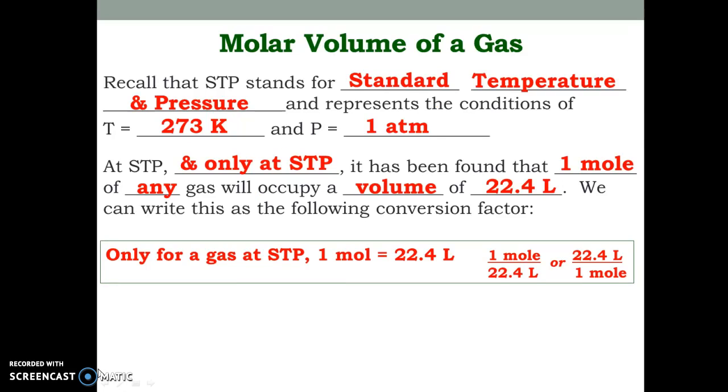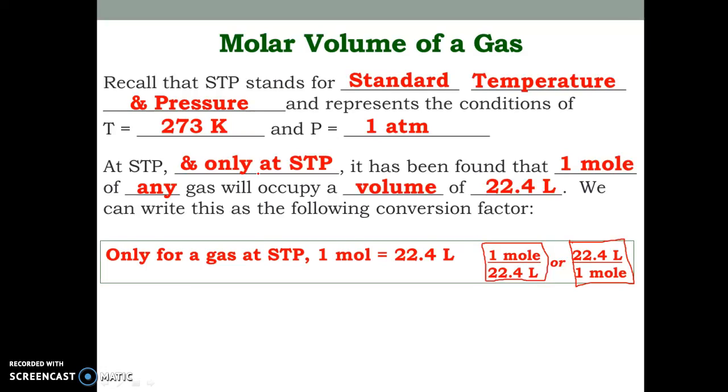If I'm going from liters to moles, liters goes on bottom, moles on top. Or if I'm going from moles to liters, moles goes on bottom, liters on top. So I can use these conversion factors to get from liters to moles or moles to liters. Take a moment and finish up the top of your note guide, and then we're going to do some quick examples before we get some work time.